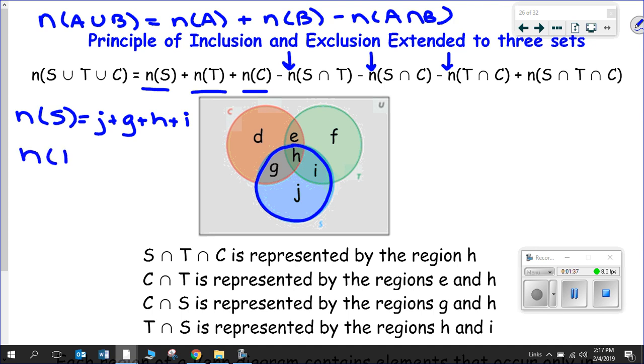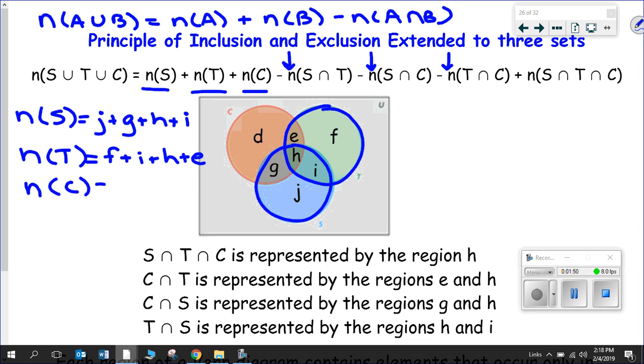If I then go to the number of elements in T, it is all of those elements here in the green. It is the F plus the I plus the H plus the E. And then if I look at the number of elements in C, that is this red one here. The D and the E and the G and the H. But again, there are parts that were overlapped, parts that I counted twice. And those are the ones that get subtracted off, which you can see there's the subtraction there.